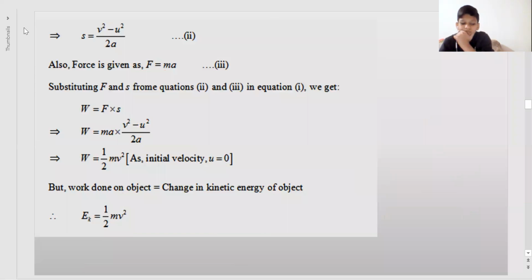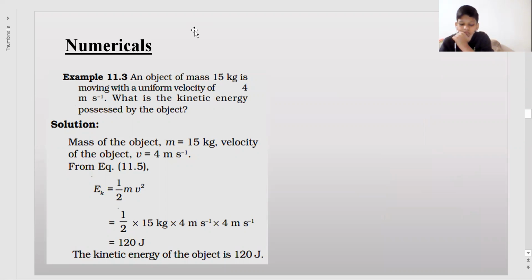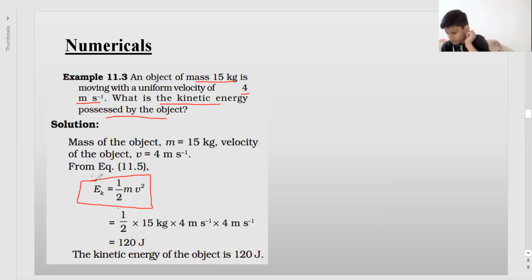Now let us discuss some numericals on it. The first one is a very easy one. Actually these examples are from the textbook, so you can refer to the textbook also. See, it is given that an object of mass 15 kg is moving with a uniform velocity of 4 meters per second. What is the kinetic energy possessed by the object? Now we know the formula. Kinetic energy is equal to half mv square. We need only two things: mass and velocity, and we have both. Mass is 15, velocity is 4.